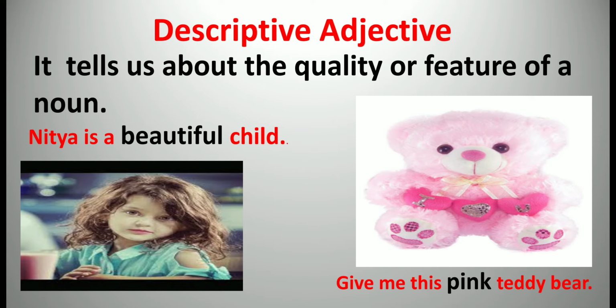Nitya is a beautiful child. Let's see the other example. Give me this pink teddy bear. What color is the teddy bear? Pink. Thus, pink is the descriptive adjective here, and it tells us about the color of the teddy bear. Some of the many other examples are smart, intelligent, elegant, awesome, brave, strong, ugly, thin, fat, and their antonyms as well.